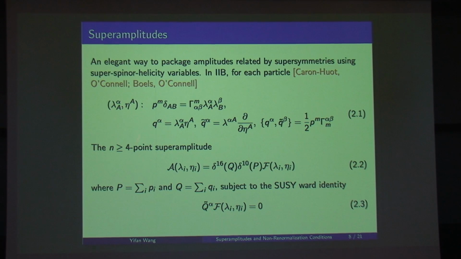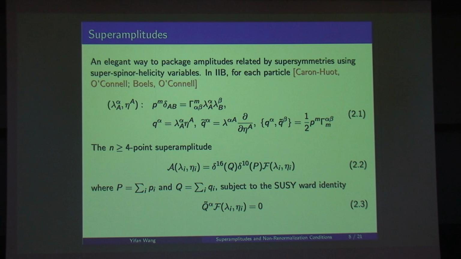And eta A parameterizes the 8 Grassmann variables. So the monomials in these Grassmann variables will give you the one-particle states in the multiplet in type IIB supergravity. So there are 256 of them, as you know.